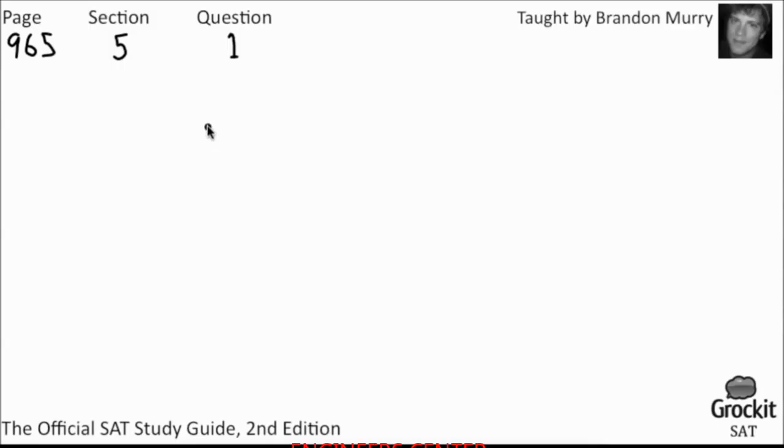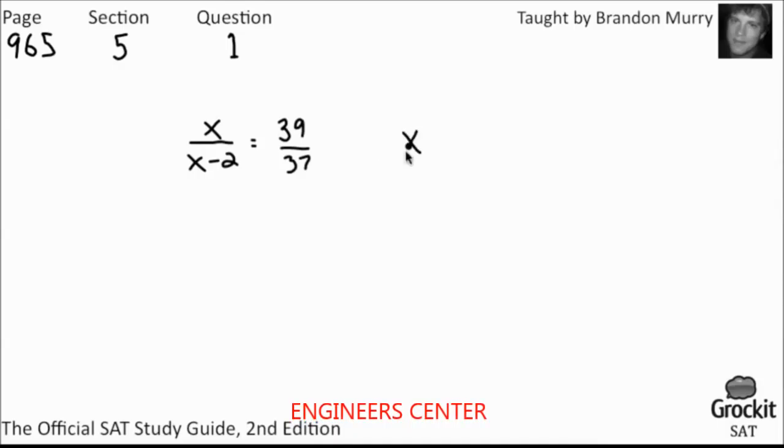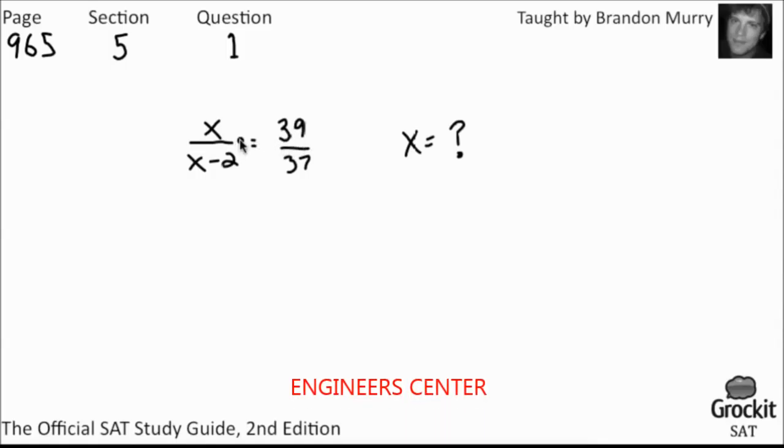It's a little simple algebra problem. It says if x over x minus 2 is equal to 39 over 37, then x equals what? All right. First question, always the easiest. What do we do for this one?